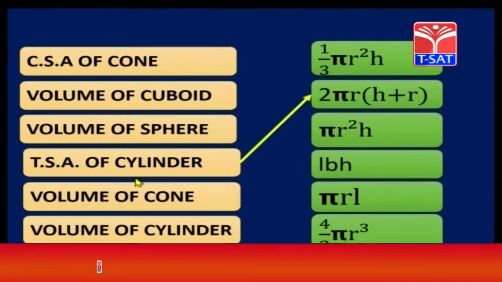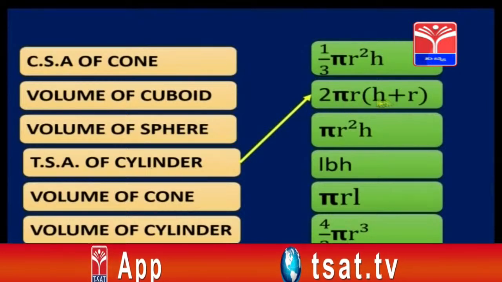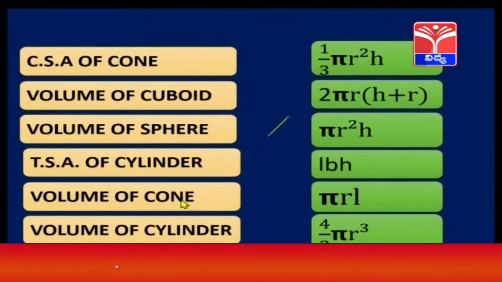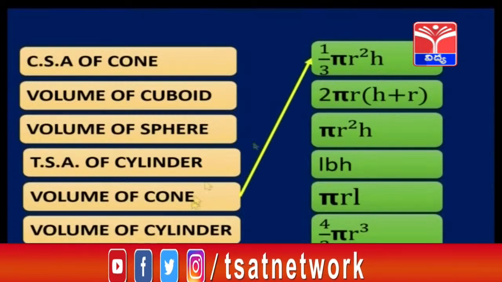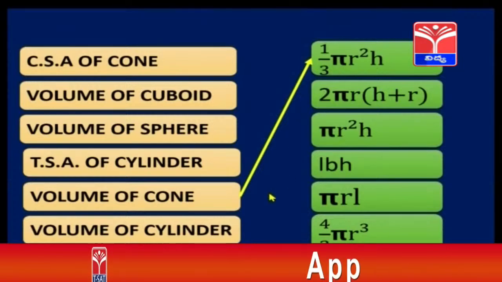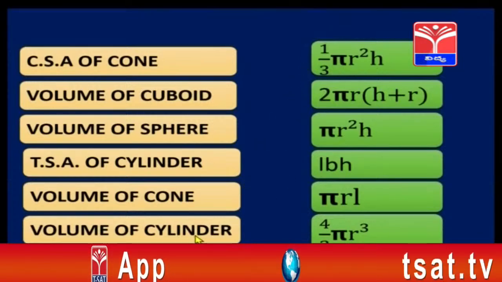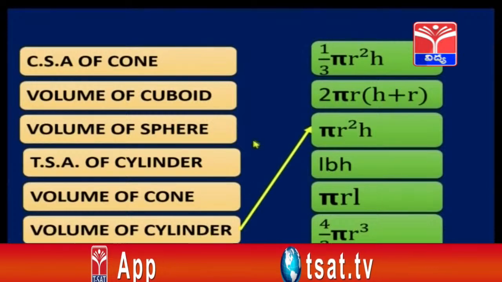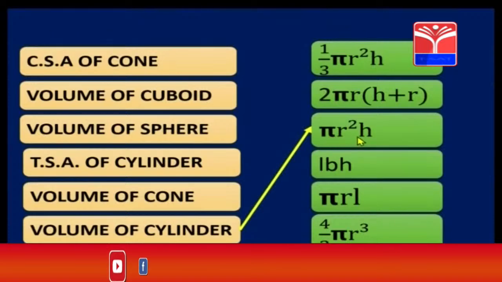Now, what is the total surface area of cylinder, children? Yes, 2 pi r into h plus r is the total surface area of cylinder. Now, children, the volume of cone. So, identify volume of cone, children, formula. Yes, once again you are correct, that is 1 by 3 pi r square h. And the same way, identify the volume of cylinder. Yes, volume of cylinder formula pi r square h.